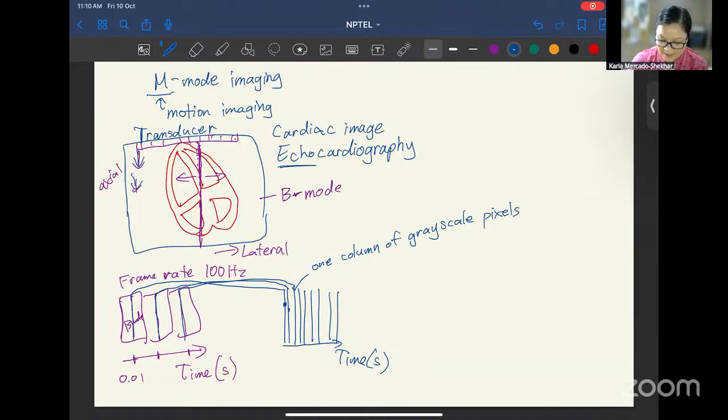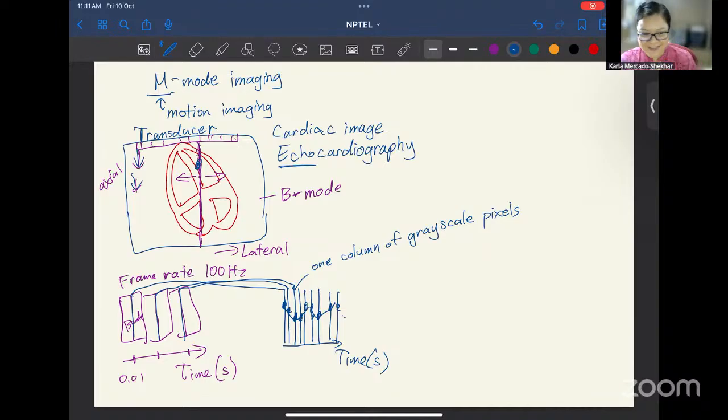And you can see that if this was 1 pixel in this part of the heart, then you can see it move and then relax, then move again, in a periodic manner, okay? It also can help you determine how long one cardiac cycle would be.